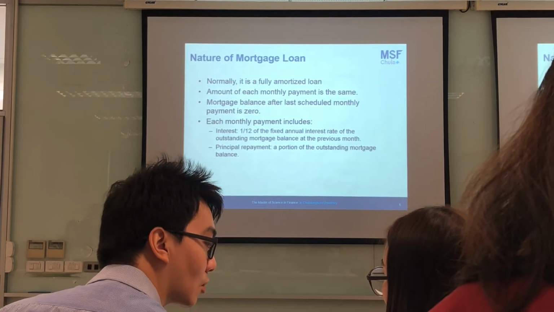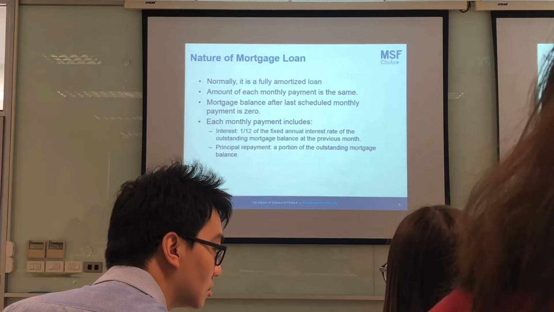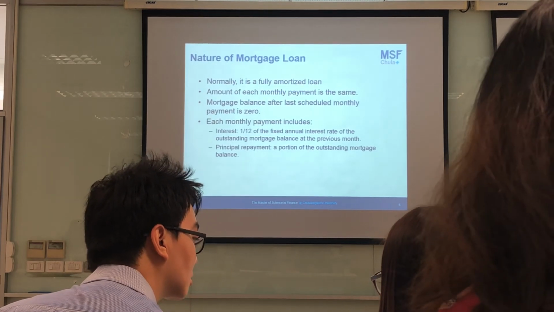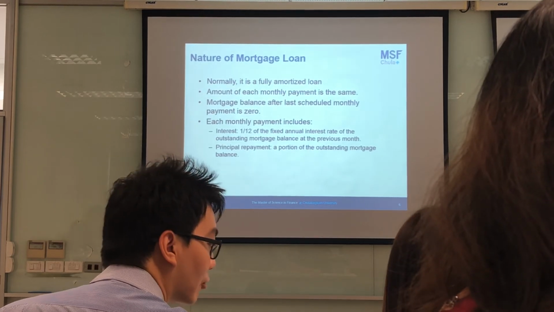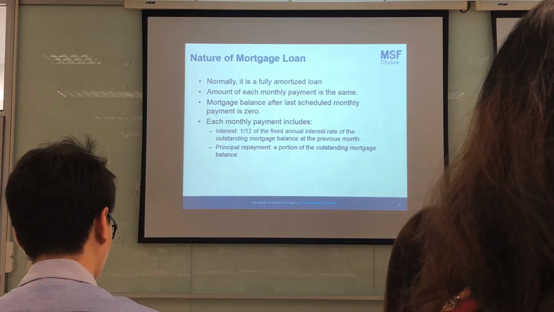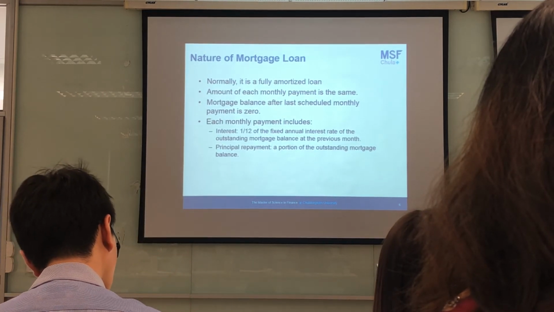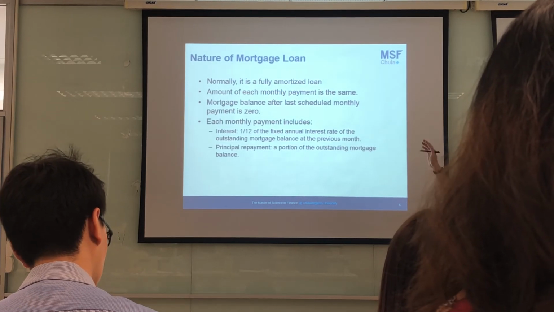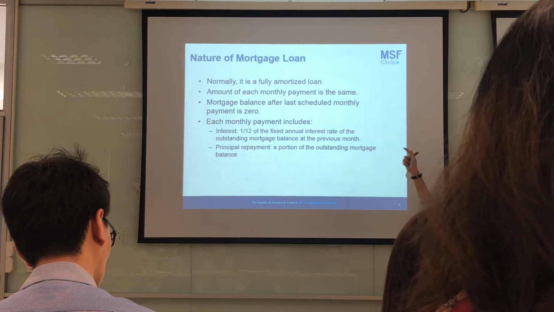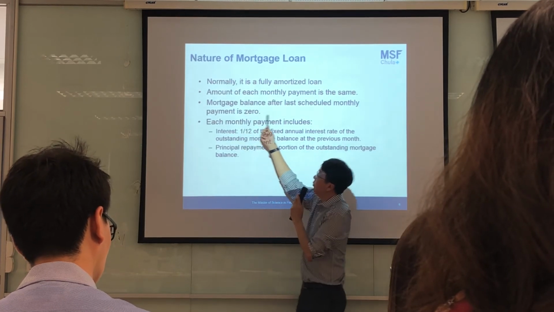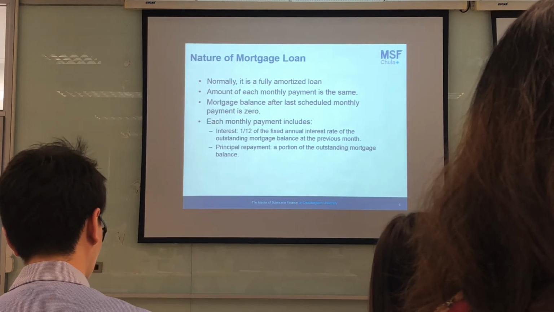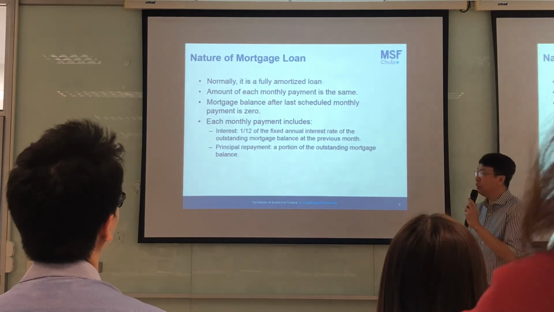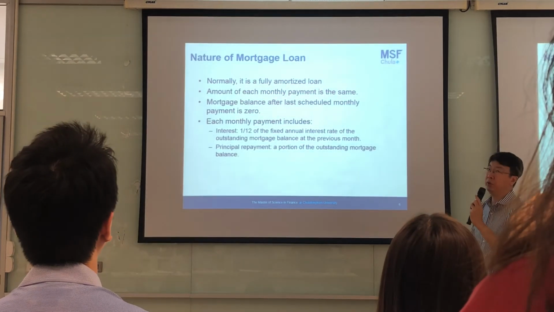We have talked about this, right? Normally it's fully amortized. What does it mean? You pay the same amount every month. But you are still allowed to make a prepayment, an extra payment. If there is no extra payment and the interest rate is fixed for the whole period, then at maturity, at the last payment, the loan outstanding would be 0.